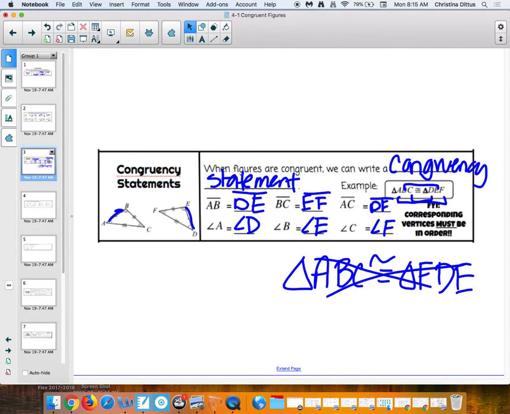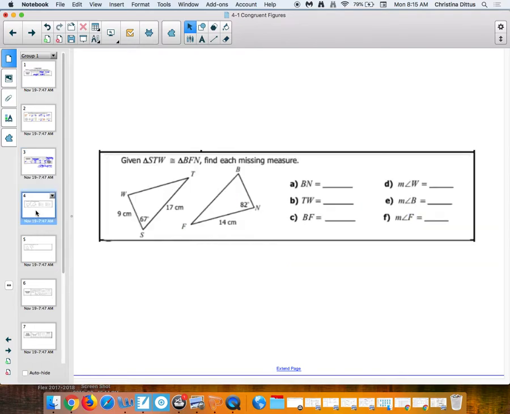Does everybody get why this congruency statement thing doesn't work? Because your A doesn't match your F. So what we're going to do is use this, what do we call this? Congruency statement. And we're going to fill in all of our missing stuff.